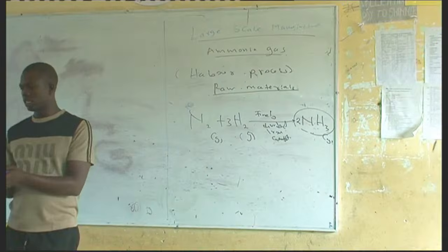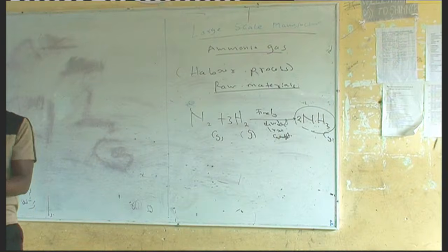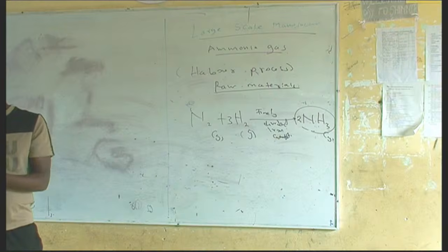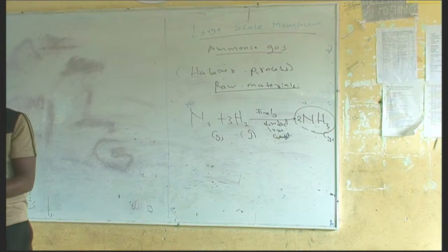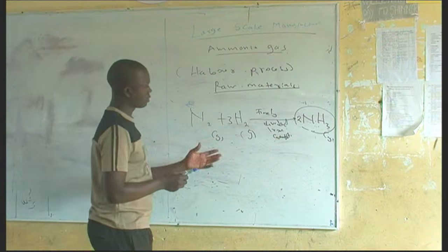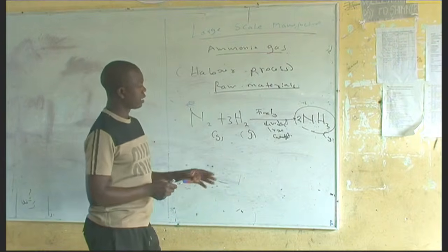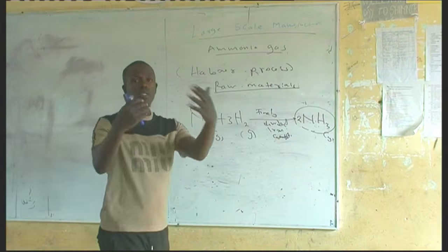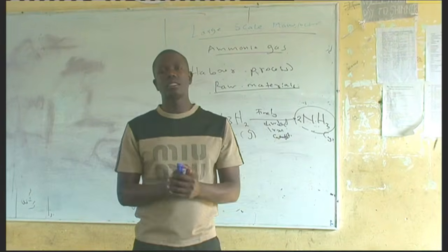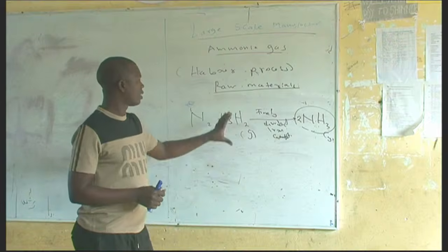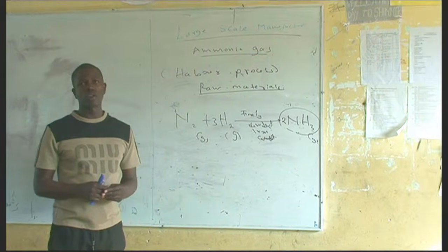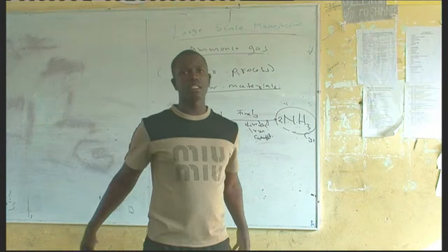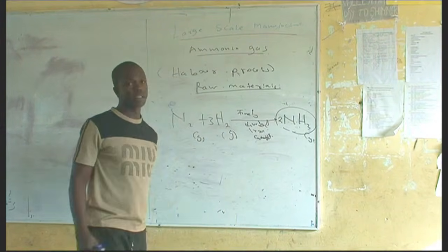One, it is used in the manufacture of fertilizer. Number two, it is used in softening of water. Then finally, it is used in the removal of greasy stains from nylons. So those are at least one or two uses of ammonia. So I want to bring a set of questions so that we see which type of questions you can be asked in a given industrial process. The Haber process is just an industrial process which is used in the manufacturing of ammonia.